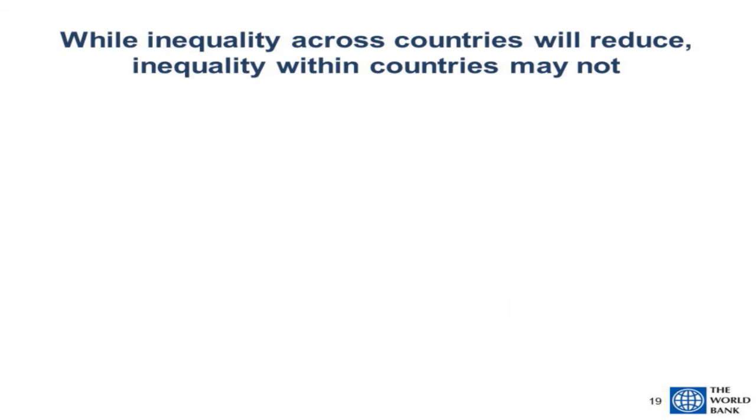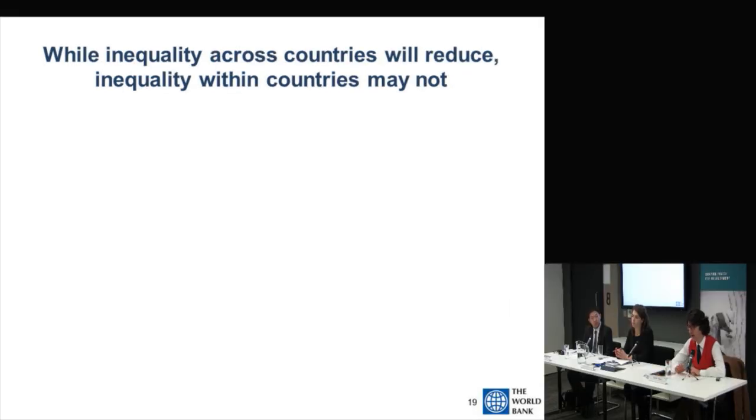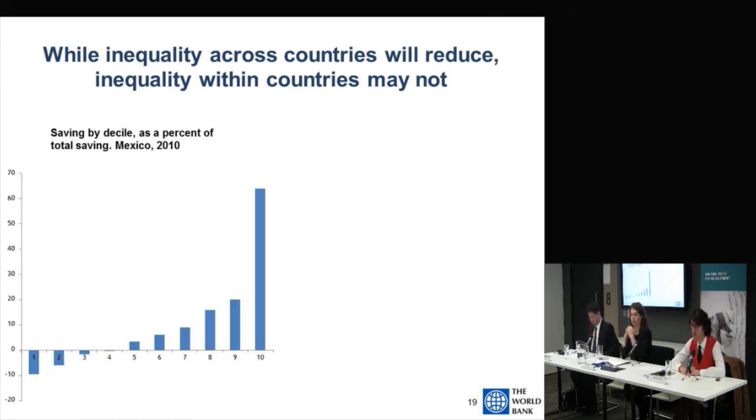Now, I talked about inequality across countries improving, but what happens within countries is worrying us quite a bit. Wealth, capital stock, and savings tend to be still very concentrated in a small proportion of the population. Here you have Mexico in 2010. We have data at the micro level for four other countries. In 2010, 70% of all the savings are in the hands of the richest 10% of Mexicans. The poorest 10% actually de-save. The saving contribution is negative.